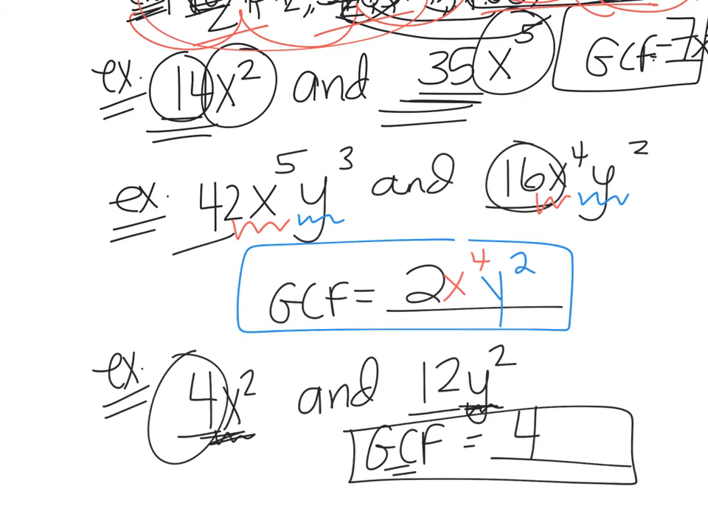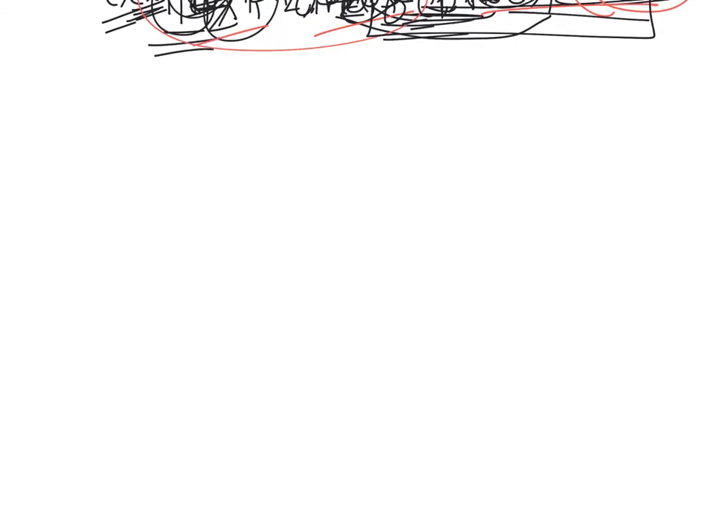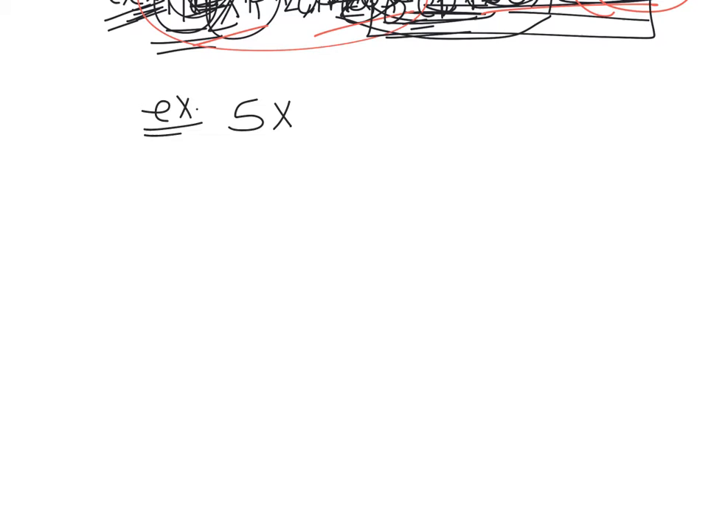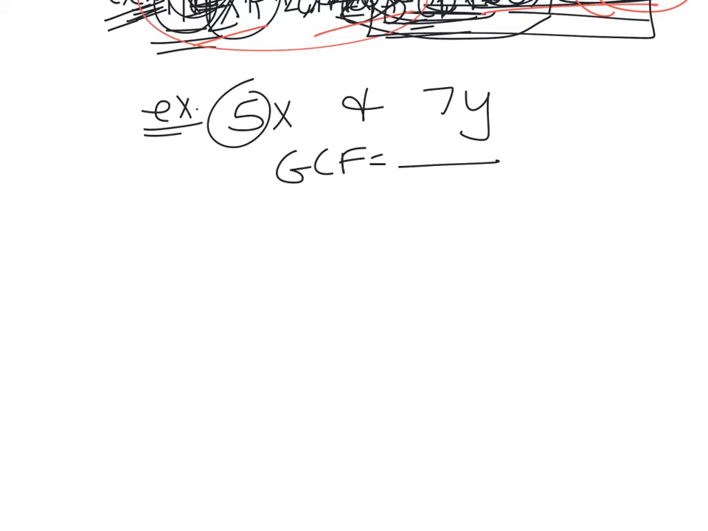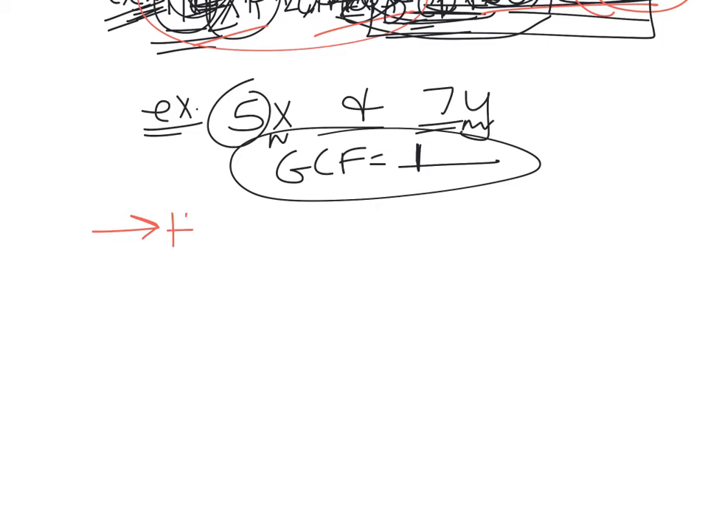So now, if I were to have 5x and 7y, the only factors of 5 are 5 and 1. 5 doesn't go into 7, so the only number they have in common is a 1. X and y, do they have anything in common? Nope. So my GCF in this case would be 1.